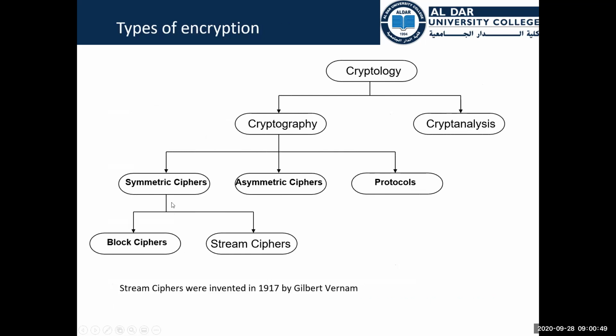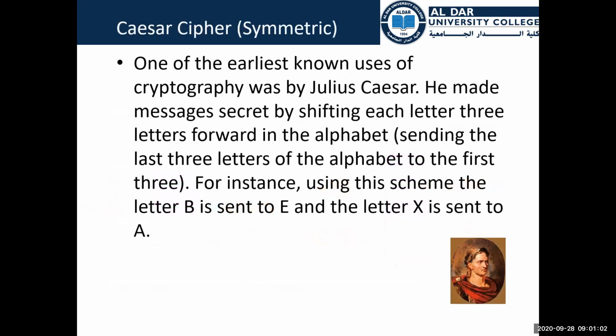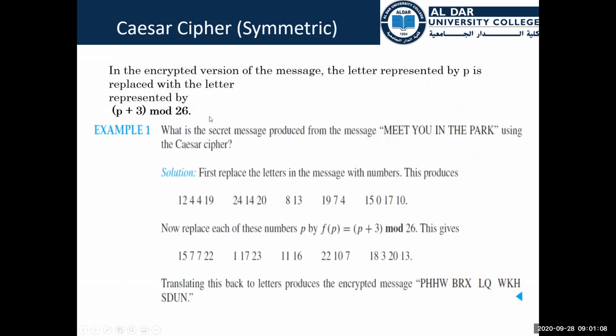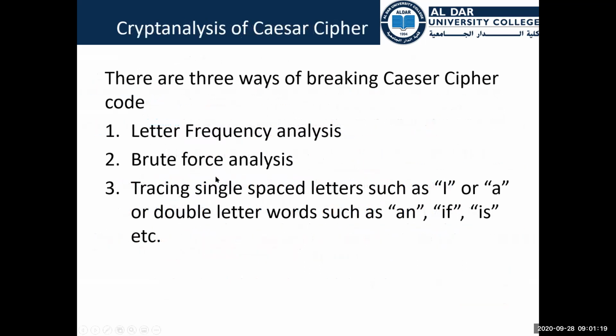Symmetric has block ciphers and stream ciphers. We talked about the difference between symmetric and asymmetric, and we defined what exactly is different in the lecture. And we also talked about the Caesar cipher. We gave an example here: "meet you in the park" can be changed to "PHHW" and so on. We explained all of these in detail.